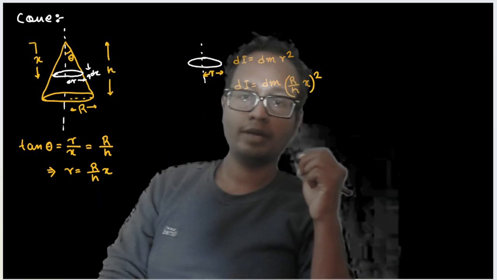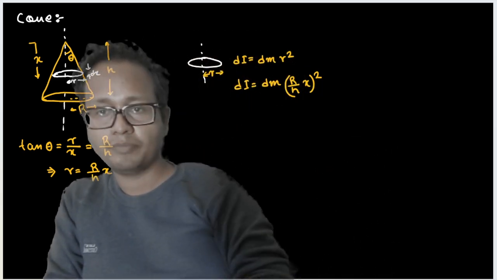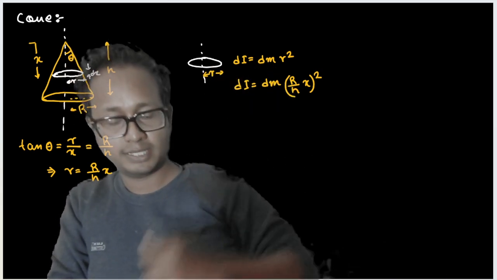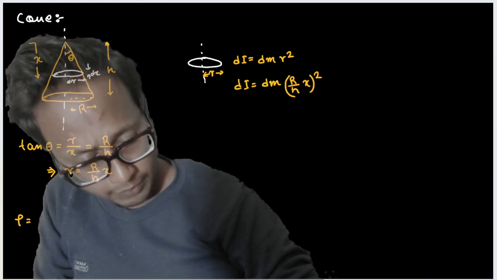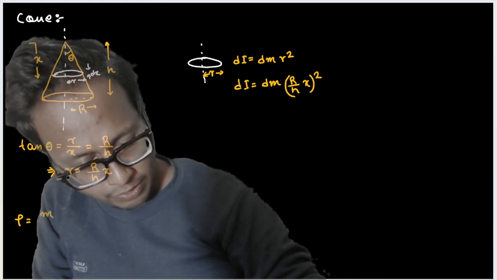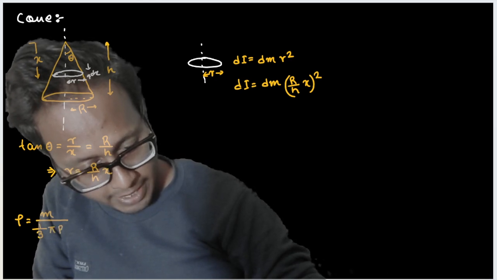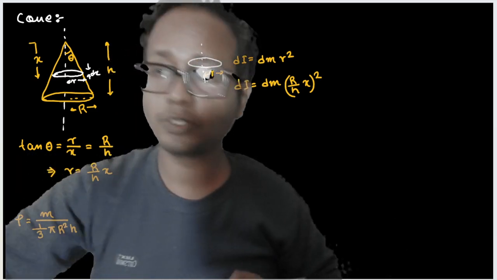This is solved. Now I have to find the relation between dm, the elemental mass, and x. Can I say the density of this entire cone is equal to the density of this elemental disk? So volumetric density is nothing but the density of the cone, which is the mass of the cone divided by the volume of the cone. Volume of the cone is nothing but 1 by 3 pi R square h.